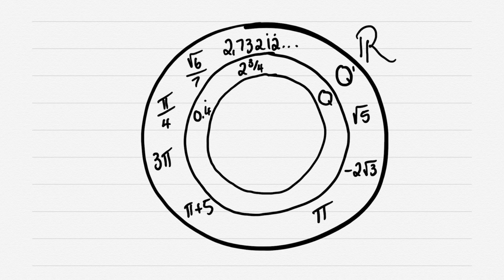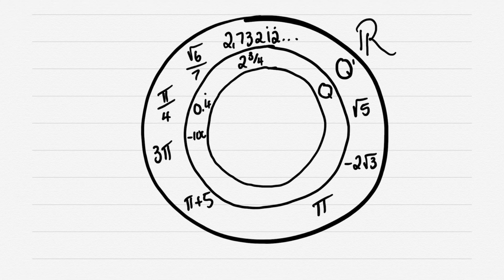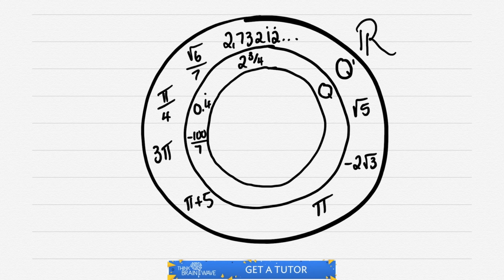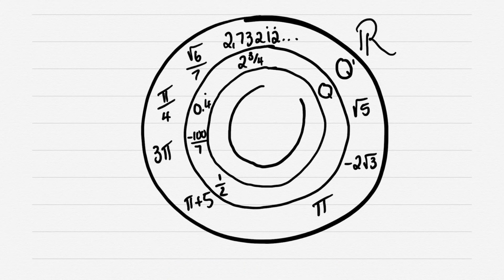We can look at numbers like 0.4 recurring, minus 100 over 7. So basically the 0.4 just means 0.44 and it terminates. If you've got minus 100 over 7, you'll have half, which is 0.5, and as I mentioned the previous numbers as before.